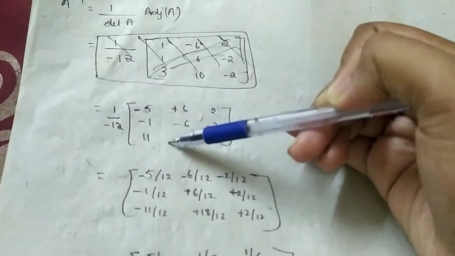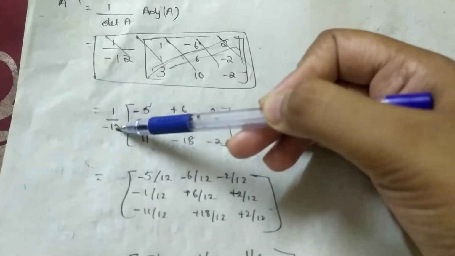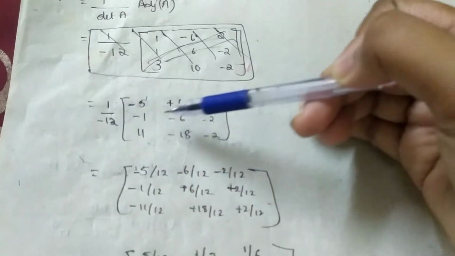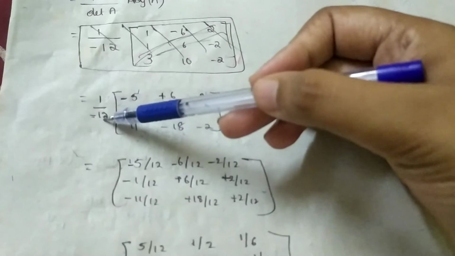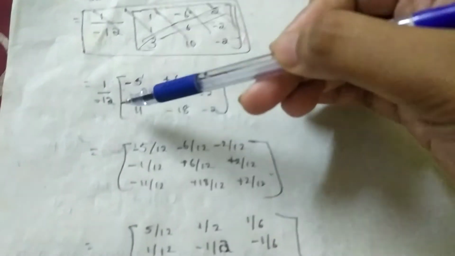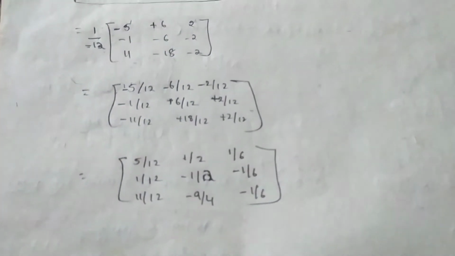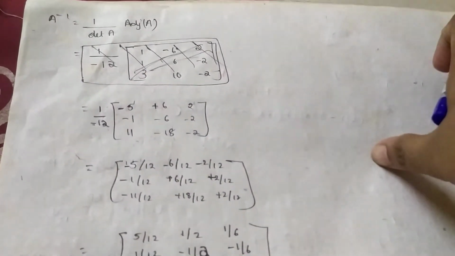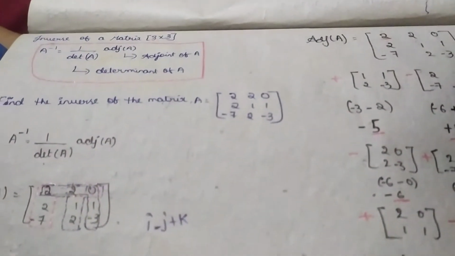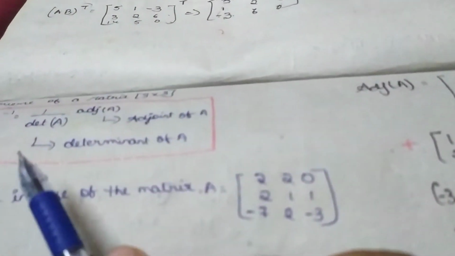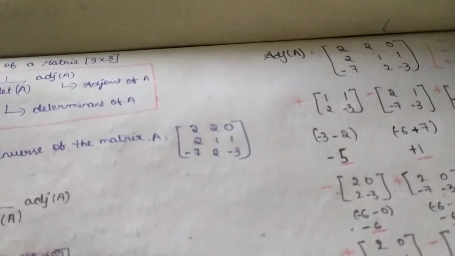So into adjoint of A means 5 divided by 12, minus. So that's why here it is minus. Again it is plus 6, but here it is minus. So you have to divide all these values with 12 and the values will be like this. So this is how you have to find out inverse of a matrix. So the formula is A inverse equals 1 by det A into adjoint of A.